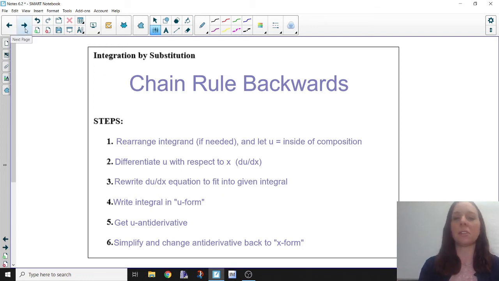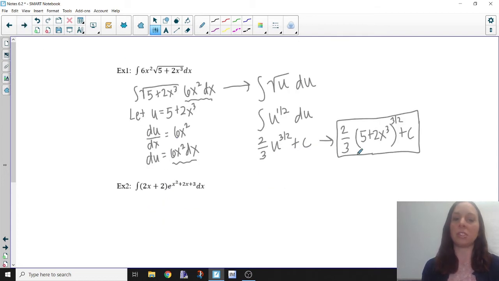Okay, so remember, the first step is rearrange the integrand. And this is a step that you don't have to do, but I kind of feel like it's helpful so that the composition of functions is first, because then you know where to look for your u equation. Okay, in example 2, the composition of functions is this e function, because it's not just an e to the x, it's an e to the x squared plus 2x plus 3. Okay, so I'm going to put that part first in my integrand.